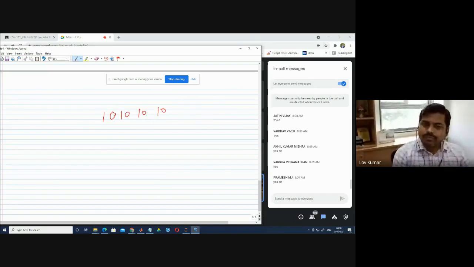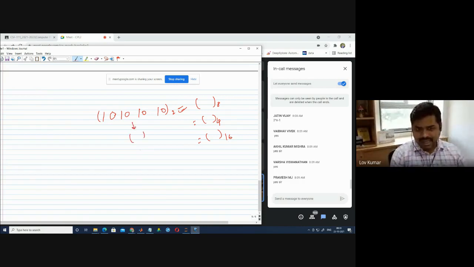Now, if someone asks you to convert this binary number to an octal number, or to base 4, or to a hexadecimal number, what is the normal procedure? You have to find the decimal number, and then from the decimal number, again follow the procedure to find the base.